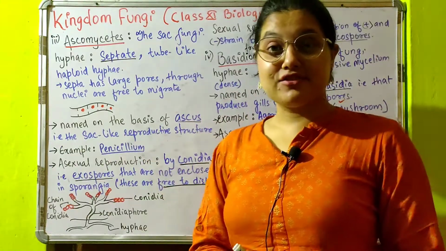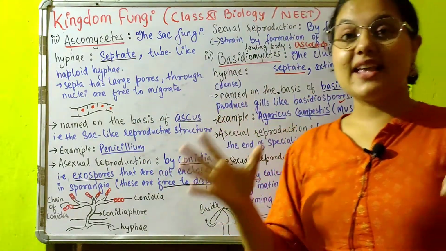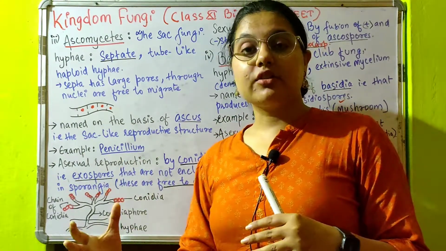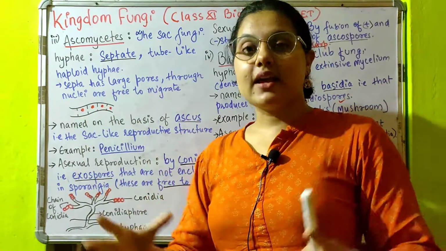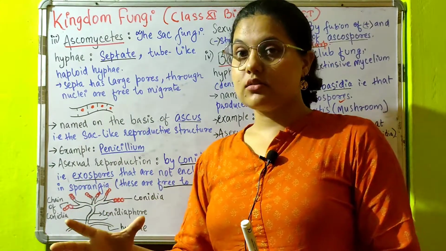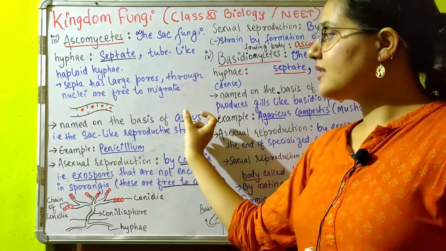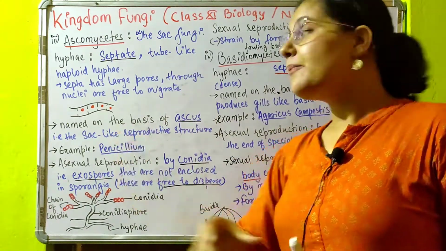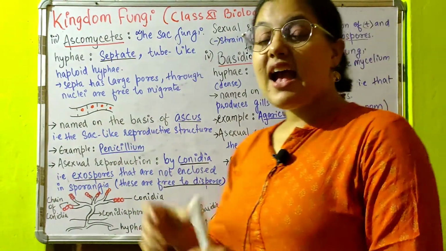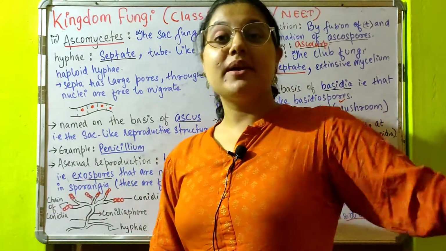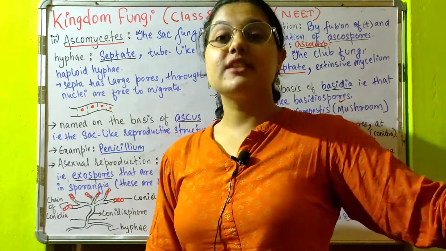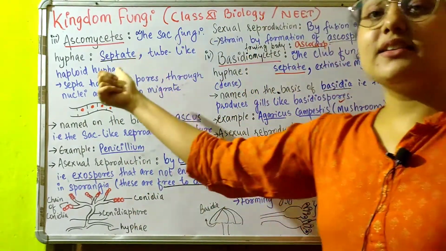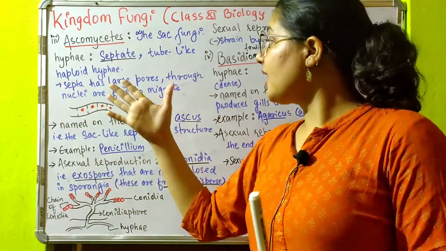Coming to ascomycetes, they are also known as sac fungi. Why is this? Because their reproductive structure is formed inside a sac-like structure known as ascus. Ascomycetes because of ascus, and sac fungi because this ascus is sac-like. Now you see the hyphae are septate. In zygomycetes we saw that there was non-septate hyphae, but here the hyphae is septate, it is tube-like and it is haploid.